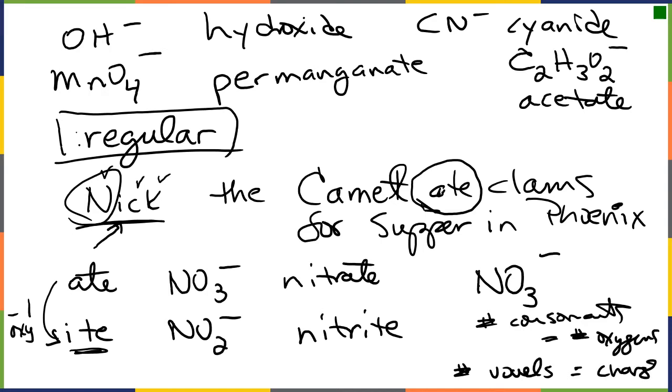So if we take a look at Nick, we have N for the first element, non-oxygen element. There's 3 consonants, so we have 3 oxygens. We've got 1 vowel, so our charge is going to be -1. So that is going to be nitrate. We name it from the non-oxygen element. So Nick gives us nitrate. We pull off 1 oxygen, we're going to have nitrite.